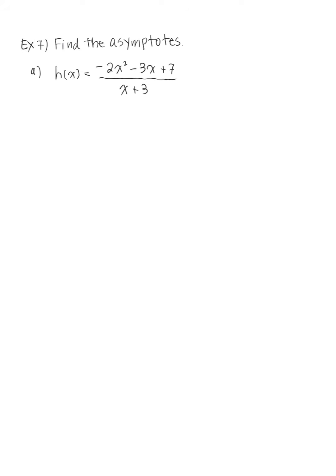Let's do this example. Example 7, find the asymptotes of h of x equals negative 2x squared minus 3x plus 7, whole thing divided by x plus 3. First, let's see if the numerator is going to factor or not, because if it's factorable, we should factor it. But looking at this, I don't think it is factorable, so let's first go with the vertical asymptote. How do you find it? You set the denominator equal to 0 and solve for x. So here, x plus 3 equals 0, which implies that x equals negative 3 is going to be our vertical asymptote.